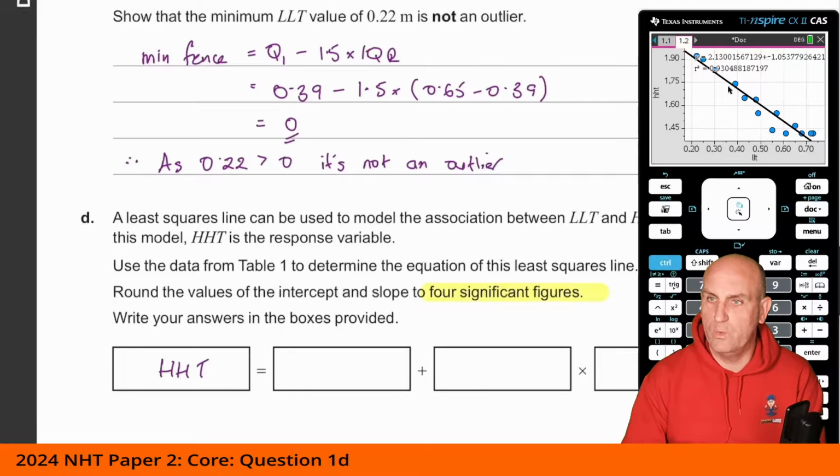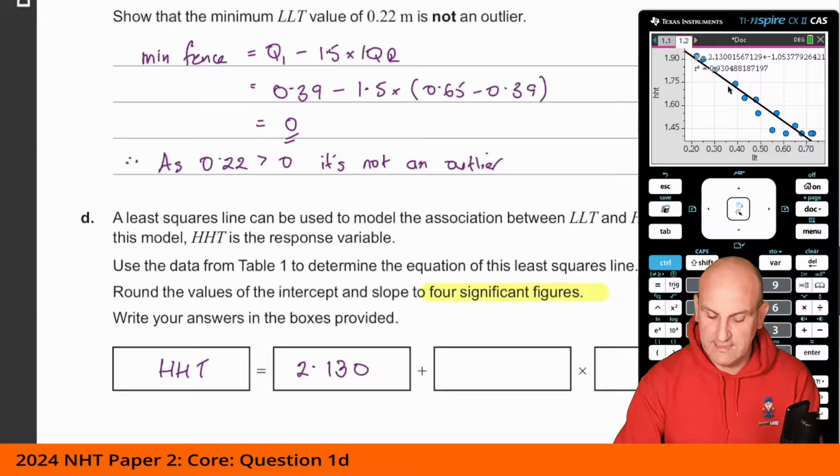Right, so we've got 2.130. So I'm going to have 2.130, and that 0 is significant. You've got to put it in. Now it says plus minus. And again, people will get tricked here. You've got to write the minus inside, round that to 4 sig figs, gives me 1.054.